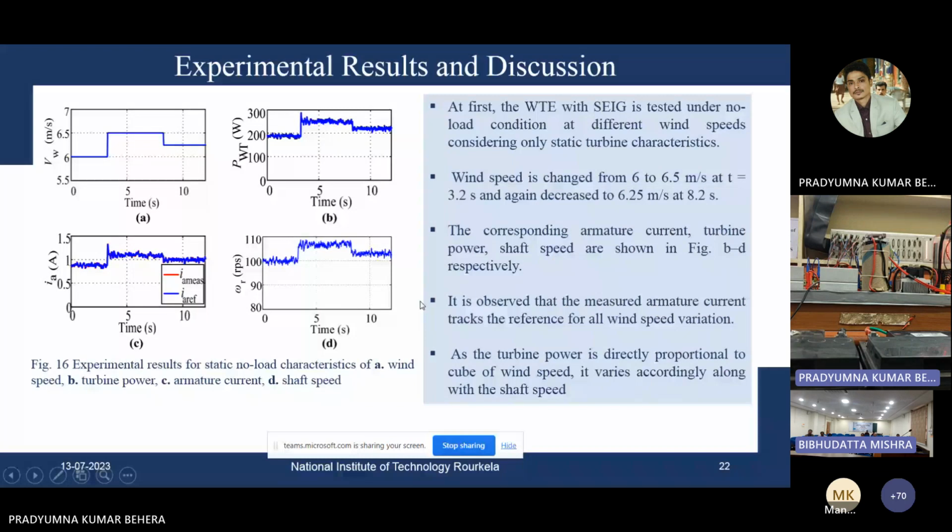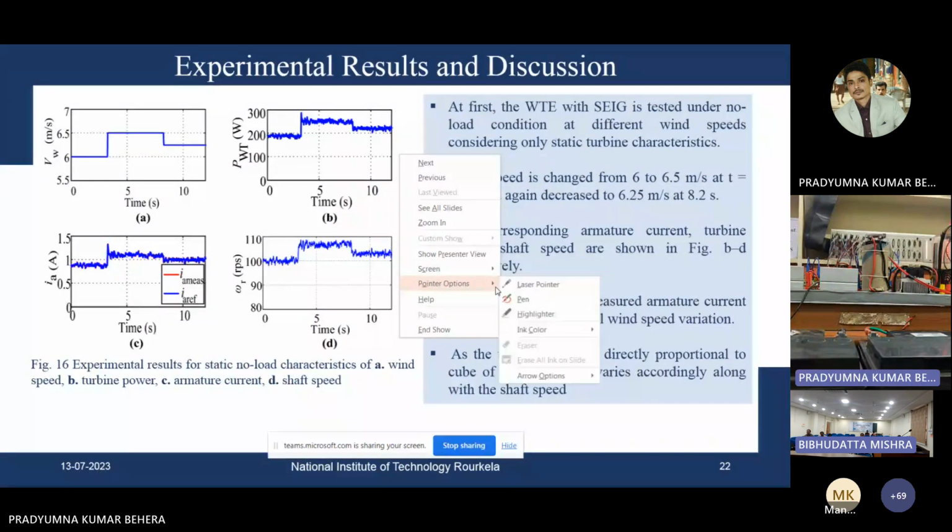So at first, the wind turbine emulator with self-excited induction generator is tested for no load condition at different wind speed, considering only the static turbine characteristic. You can see here the wind speed is changed from 6 to 6.5 meter per second, and again it is decreased to 6.25 meter per second at around 8.2 seconds.